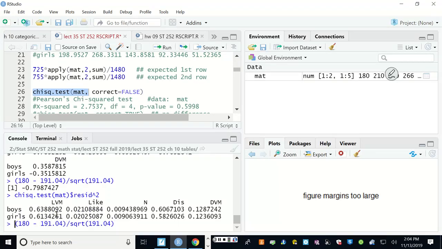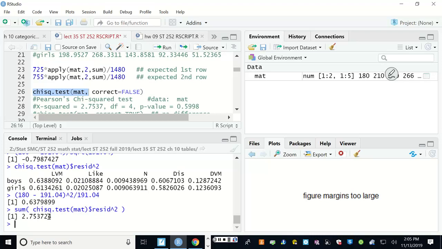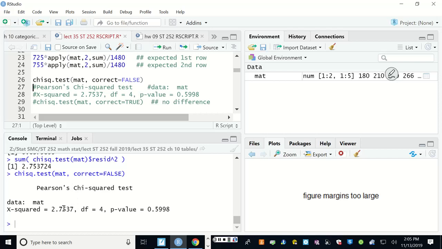Those are all the residuals squared. So 180 minus 191 squared divided by expected is about 0.638, with a little rounding in the third decimal place. Those are each of those contributions. There's 10 of them, and we add up all 10. Adding up those squares, we get 2.75. If you do this whole test, you get 2.75 as our statistic.